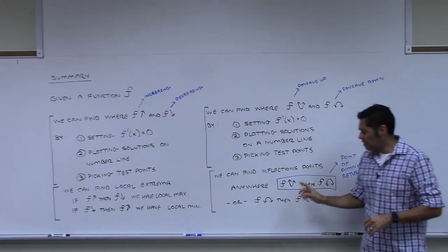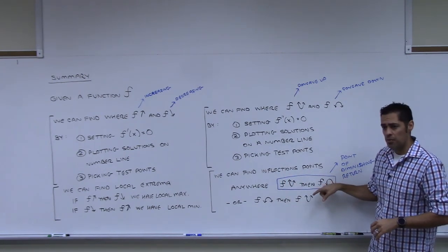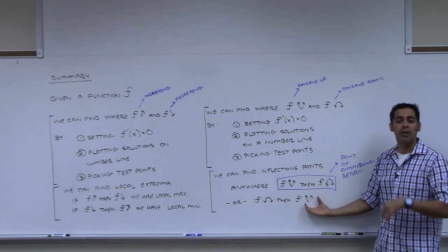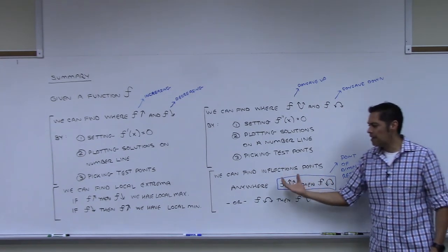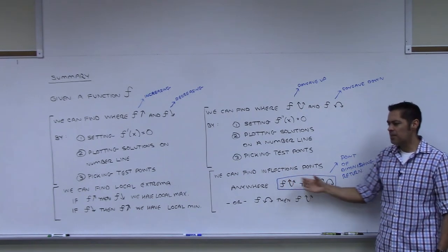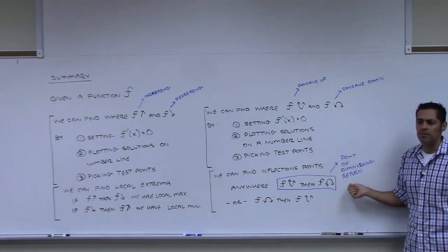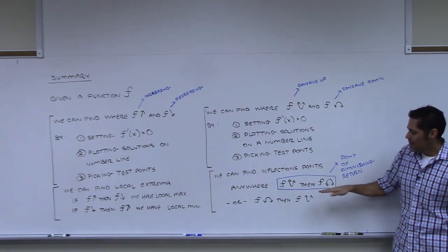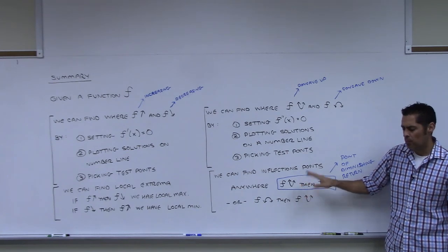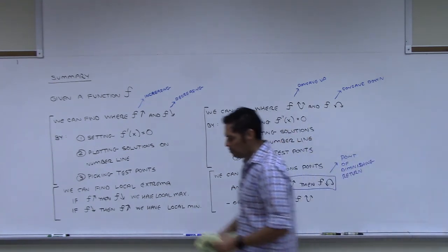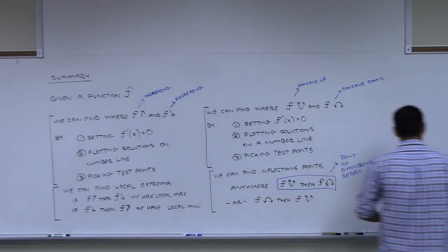Anywhere that your function switches from being concave up to concave down, we call that an inflection point. If it goes from concave down to concave up, we call that an inflection point. But this particular case, where it goes from concave up to concave down, in business, when you have like a profit function, I talked about this last time, this is called a point of diminishing return, right? So this is not a point of diminishing return, only this case, all right? We'll see this later.